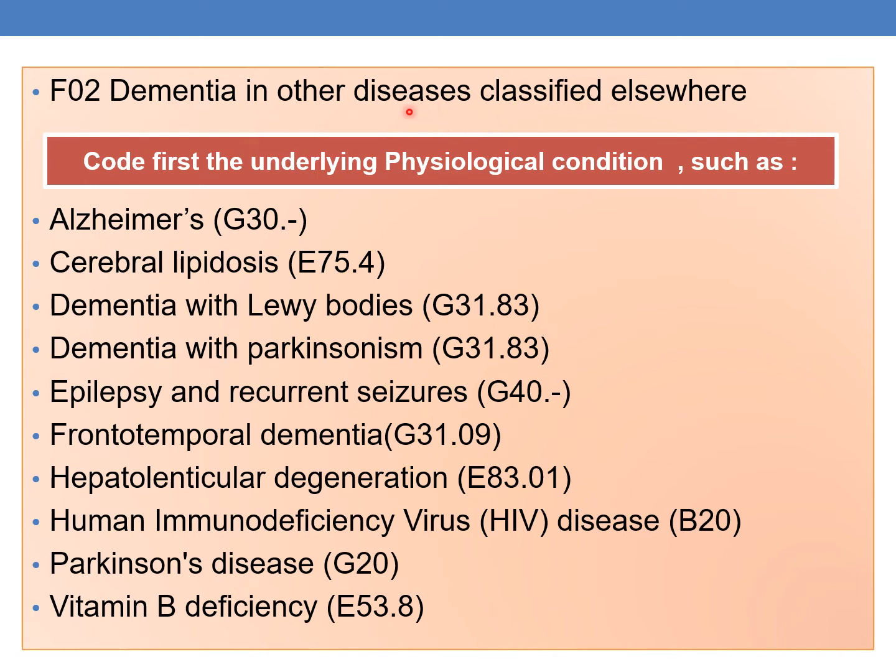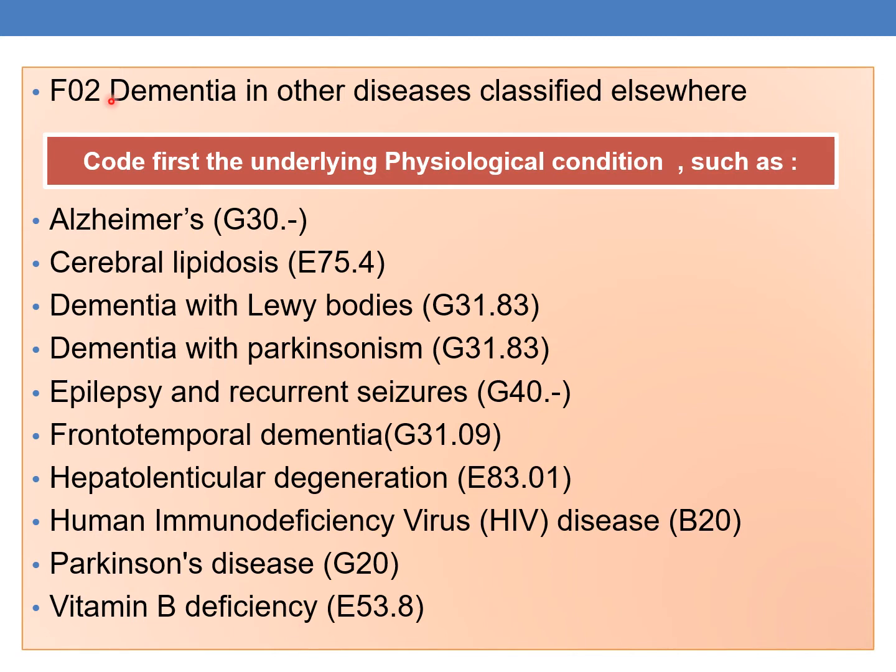So by the definition itself, we can assume that this is a manifestation code and an additional code for etiology must be coded before it. Under that code, you can find code first: the underlying physiological condition such as Alzheimer's, cerebral lipidosis, dementia with Lewy bodies, dementia with Parkinsonism, epilepsy and recurrent seizures, frontotemporal dementia, hepatolenticular degeneration, human immunodeficiency virus disease, Parkinson's disease, vitamin D deficiency, etc.